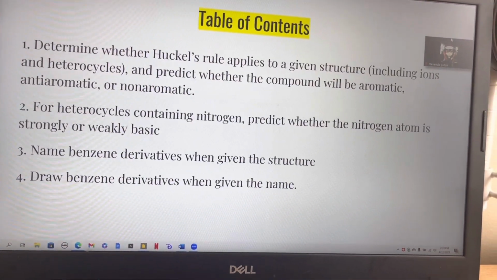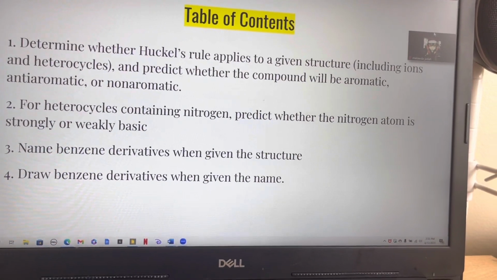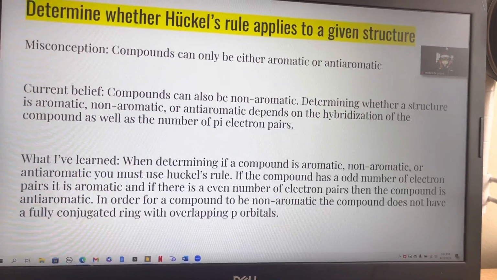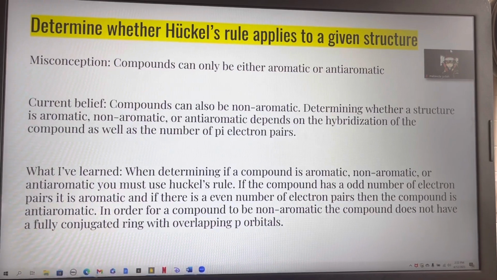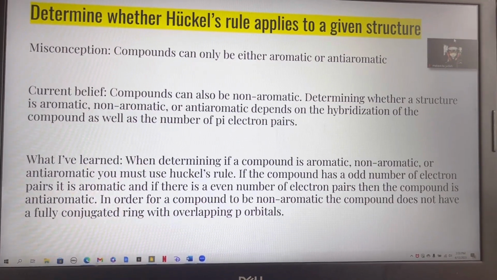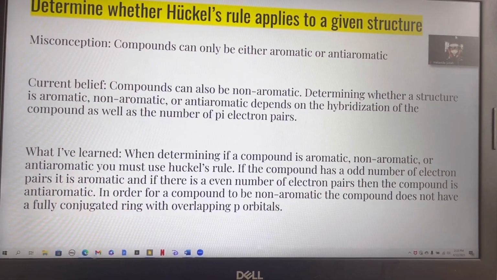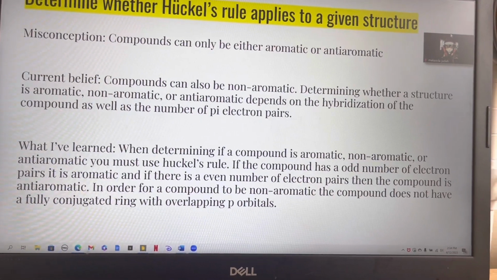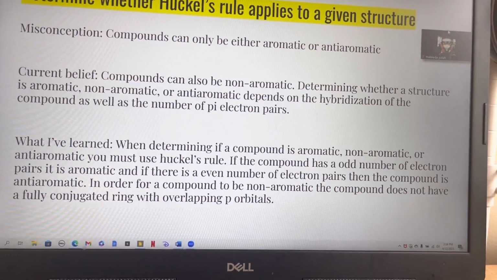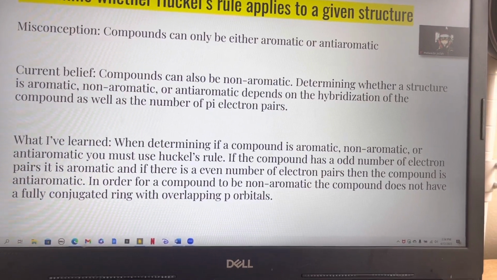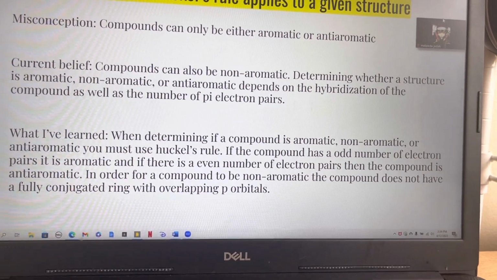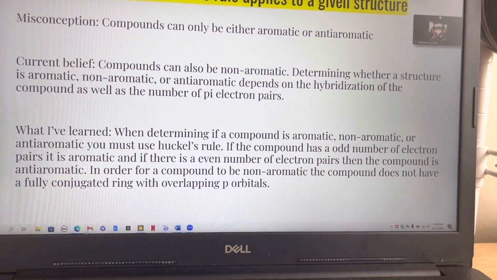So now we're on chapter 17, and this is the chapter 17 table of contents. And so here we determine if Huckel's rule applies to a given structure. Misconception, compounds can only be either aromatic or anti-aromatic. Current belief, compounds can be non-aromatic. Determining whether a structure is aromatic, non-aromatic, or anti-aromatic depends on the hybridization of the compound as well as the number of pi electron pairs.